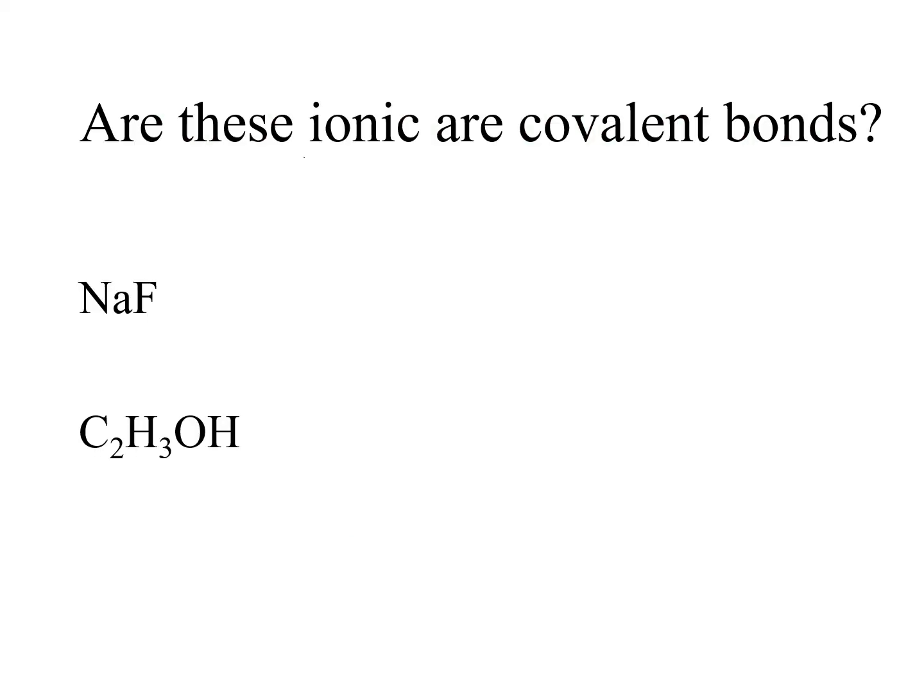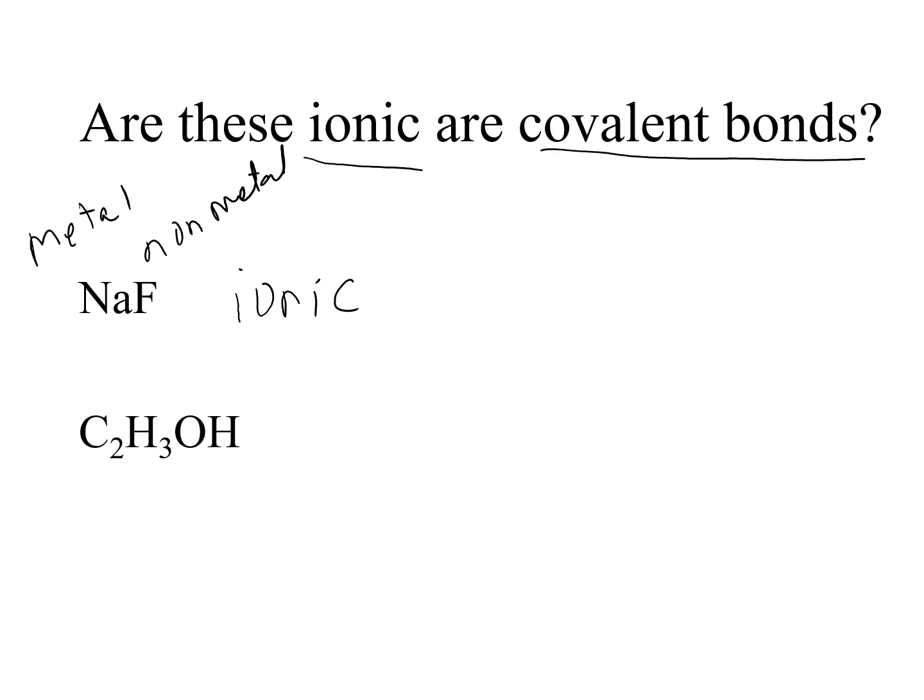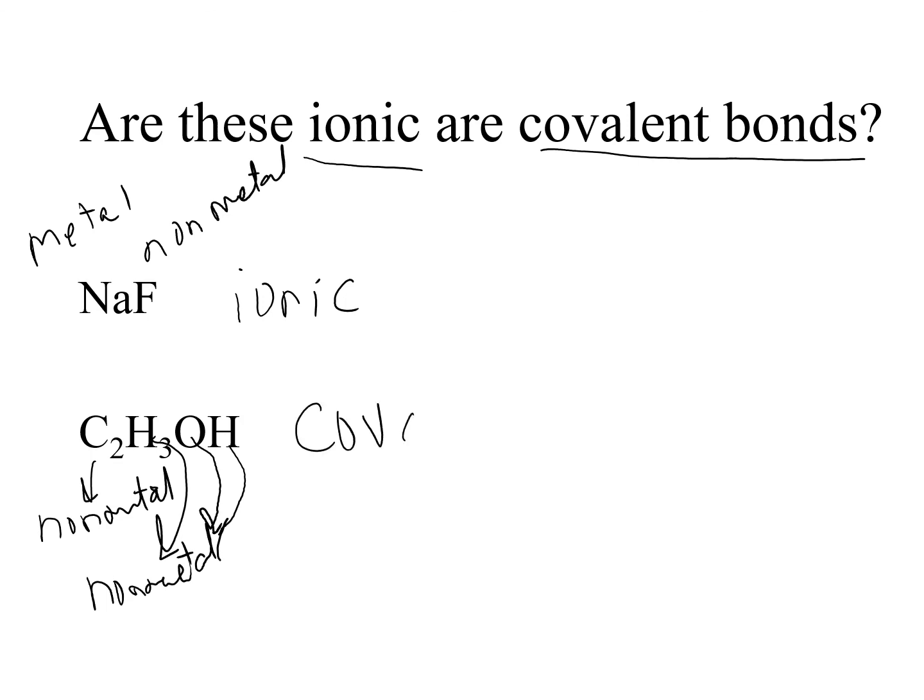Do these compounds have ionic or covalent bonds? We can determine that by the type of element we have. So sodium is a metal and fluorine is a nonmetal, using our periodic table, and bonds between metals and nonmetals are ionic. So sodium fluoride has ionic bonds. Carbon is a nonmetal. Hydrogen is a nonmetal. And oxygen is a nonmetal, and is our other hydrogen. So all these nonmetals bonded together create a compound that includes covalent bonds.